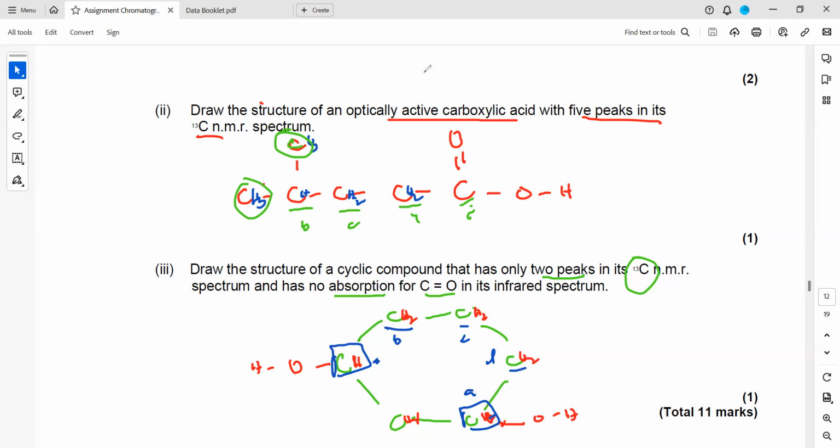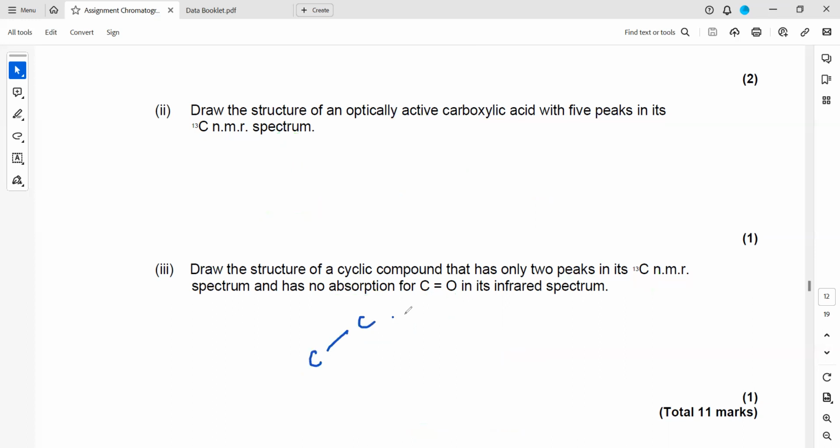So it means the OH cannot be attached here. Where should I attach OH? I should attach OH in a manner so that it has symmetry, because if I attach OH anywhere, the carbon environments won't be identical. So if it is OH on this one and OH on this one, now you can see this will be CH2, this will be CH2, this will be CH2. So these all are identical.